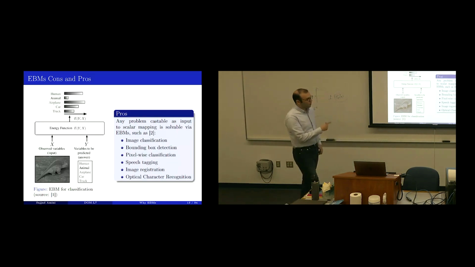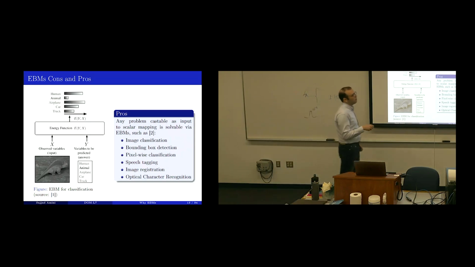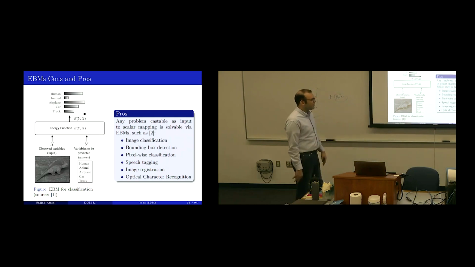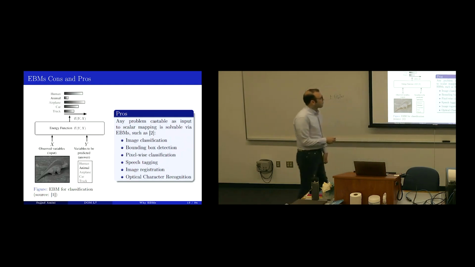The second one, I want to talk about the flexibility. Any problem castable as input to a scalar mapping is solvable via EBM. What does it mean? It means, for example, if you have a classification problem, it can be cast as a vector into a value. How? Assume that I want, for example, this classification problem. This is an example from this reference. This reference provides some very good intuition to energy-based models. Please check it. It's very well written.